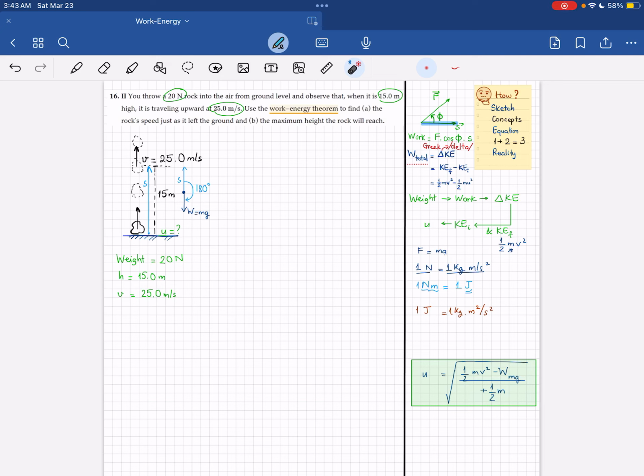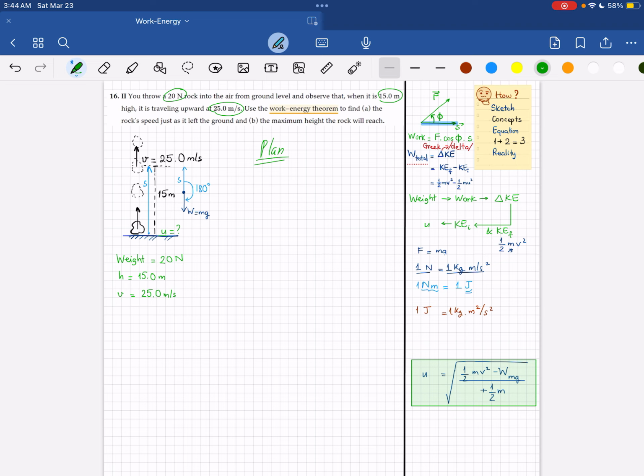Okay, so we just done the first questions and I have cleaned to have more space to solve the next question. Use the work energy theorem to find the maximum height the rock will reach. So how can we find it? I really like this kind of phase to plan strategies how to solve the problems.